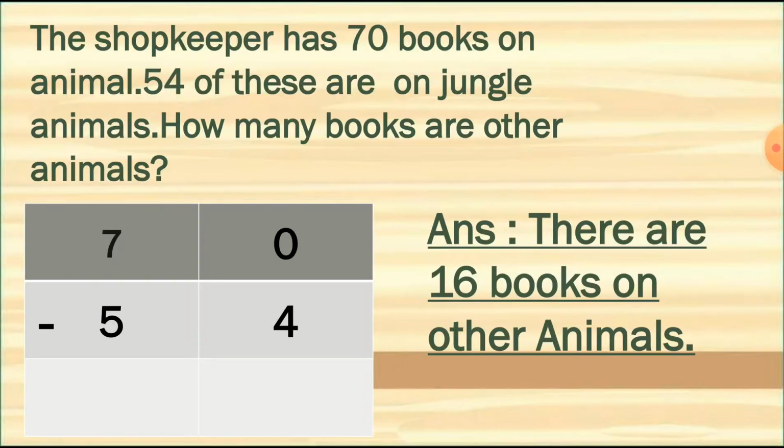Now what is the question? There are 70 books in total, so I write 70 here, and we have to cut 54 books, which are on the jungle animals. So we have to find how many books are on the other animals. So students, we have to calculate this sum, 70 minus 54. If we subtract, we get the answer 16 books. So let's count and check if we get 16 in the sum or not.